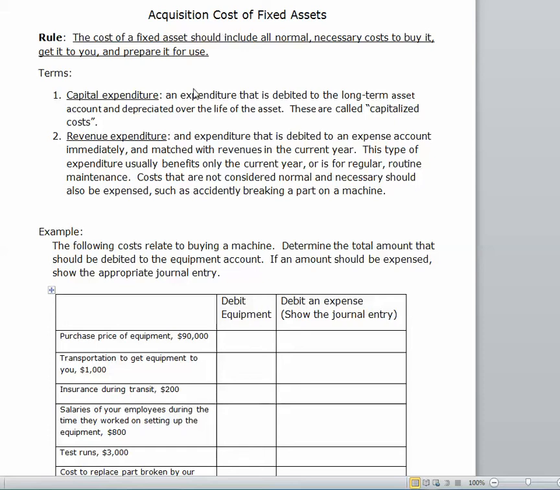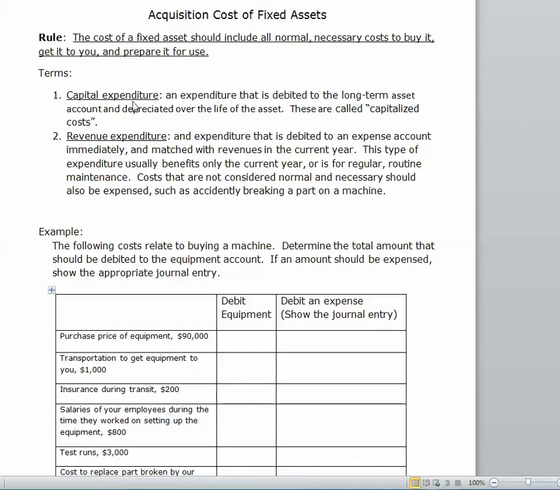All right, so the first major topic here, acquisition cost of fixed assets. There's a general rule that I've got underlined here because it's super important. The cost of a fixed asset or long-term asset should include all normal, necessary costs to buy it, get it to you, and prepare it for use. And we're going to use that rule in this example down below. But before we get to that, there are two terms you need to be aware of.